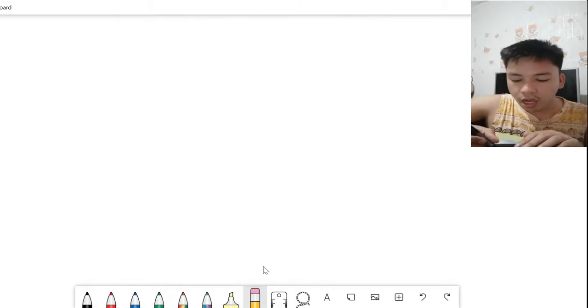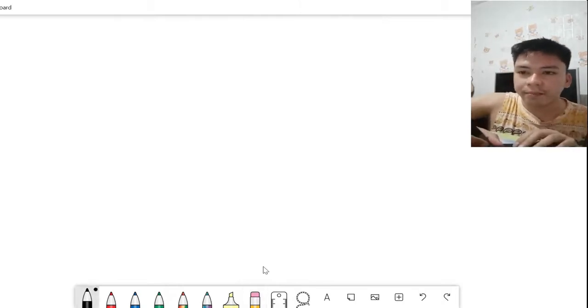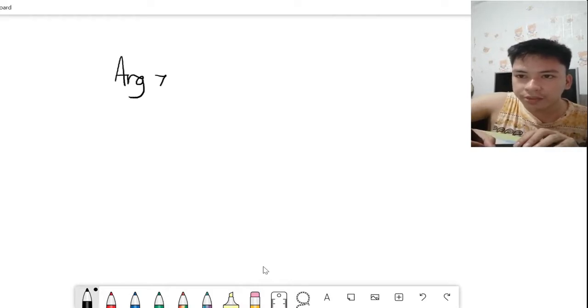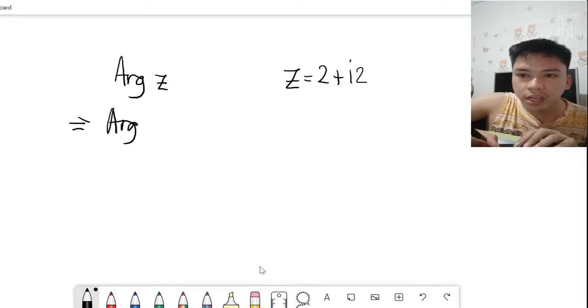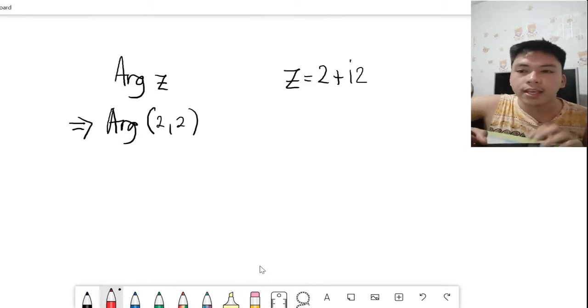Okay. Let's consider for example, to illustrate, arg z. So we have to get the value for arg z. Suppose our z is 2 plus 2i. That means this is the same as getting arg of (2, 2).